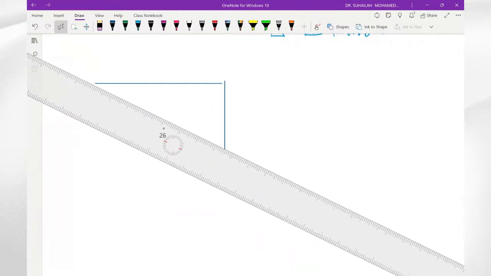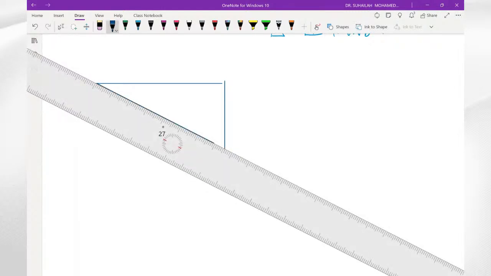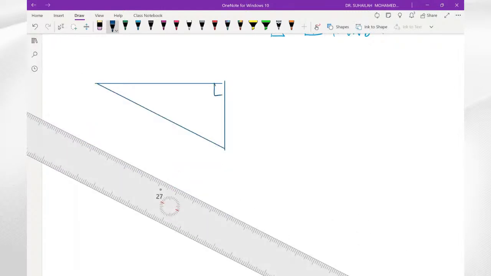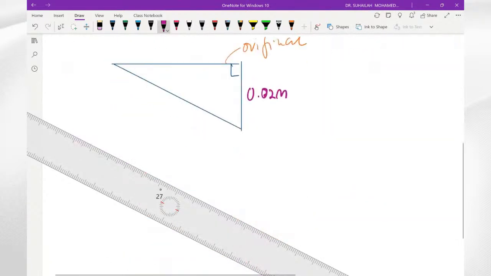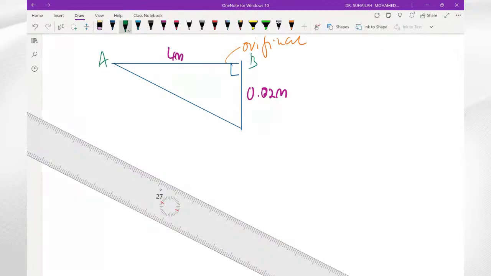Always remember, as I mentioned just now, the original beam position is horizontal. This is original. And delta must be perpendicular. Delta must be perpendicular. So this is 0.02. Length is 4 meter. So this one is A, this is B and B prime.